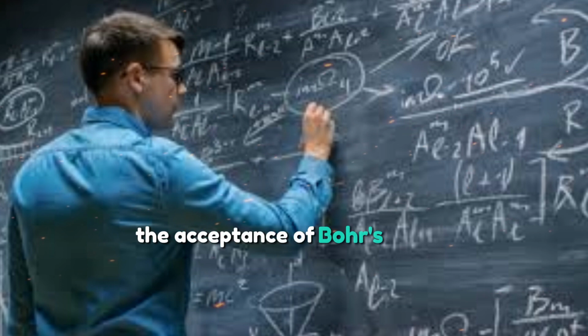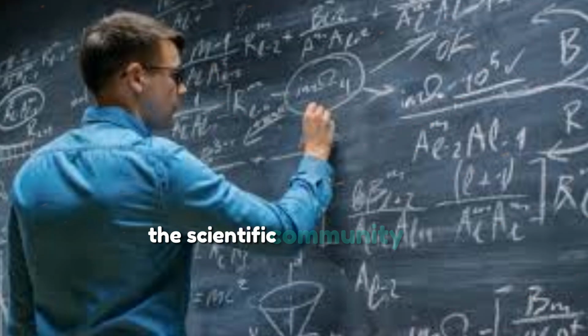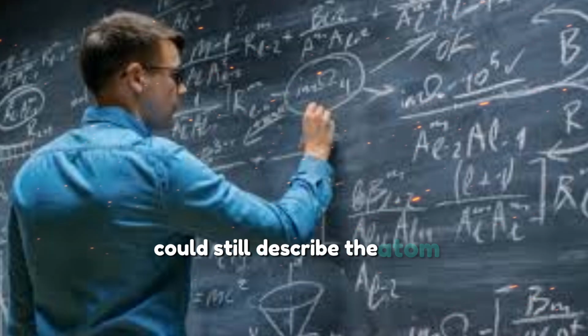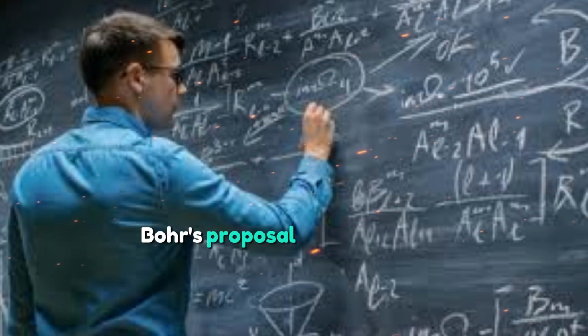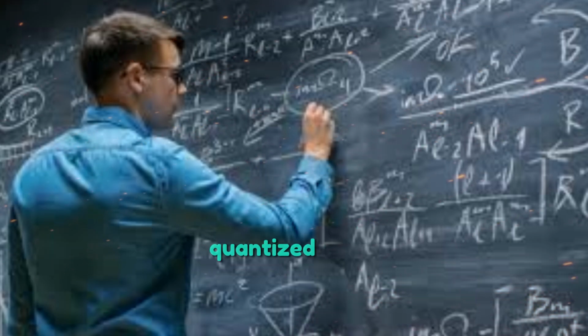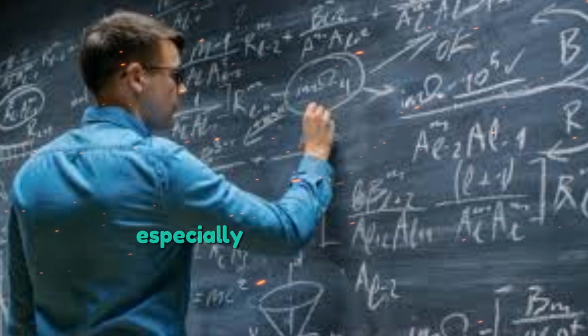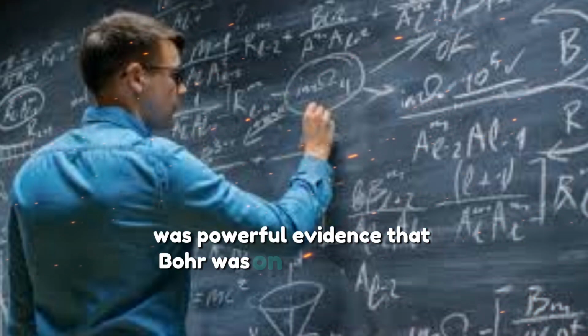The acceptance of Bohr's model was not immediate or universal. At the time, the scientific community was divided between those who believed that classical physics could still describe the atom and those who recognized that new theories were necessary. Bohr's proposal that electrons occupy fixed quantized orbits challenged the intuition of many physicists. Yet, the strength of Bohr's theory lay in its ability to match experimental data, especially the spectral lines of hydrogen. This alignment between theory and measurement was powerful evidence that Bohr was on the right track.